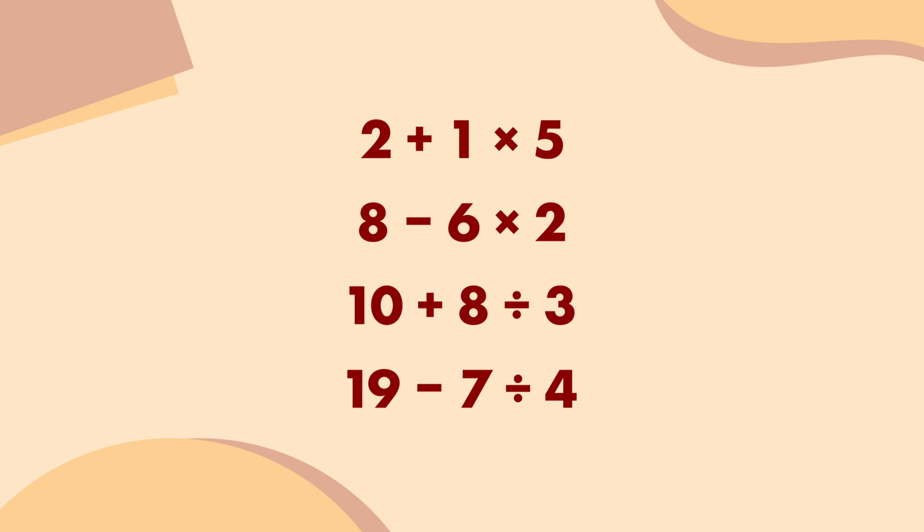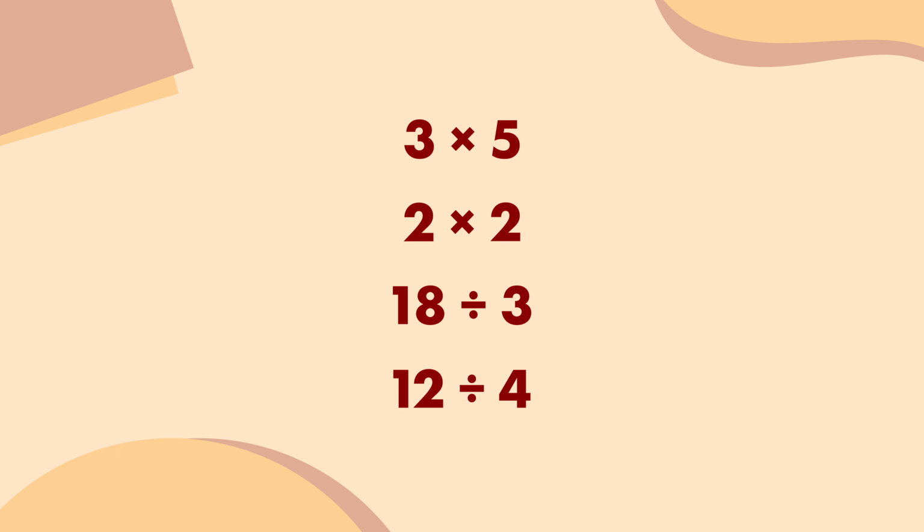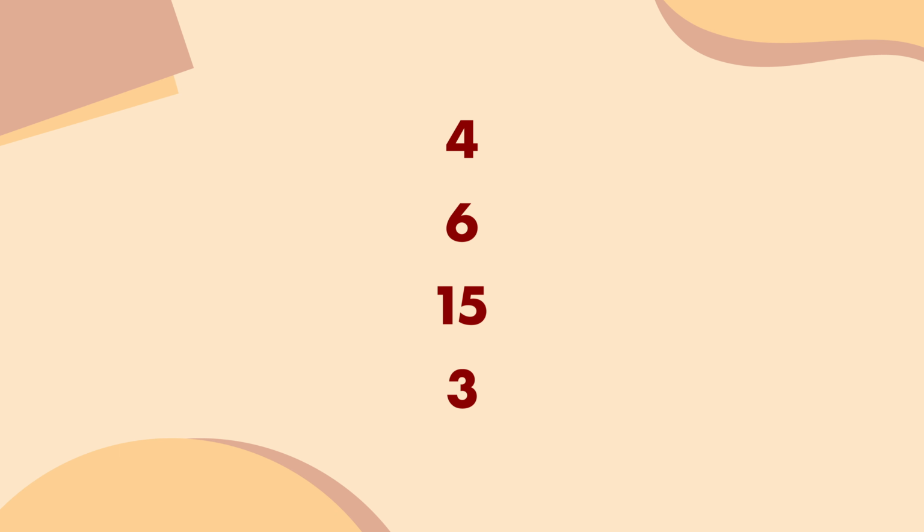Here are some calculations that use basic operations like addition, subtraction, multiplication, and division. When we come across equations like these, it's really important to know exactly how to interpret them. If we do the calculations in the wrong order, we might end up getting the wrong answer. Imagine how useless your calculator would be if it didn't always give you the correct result.